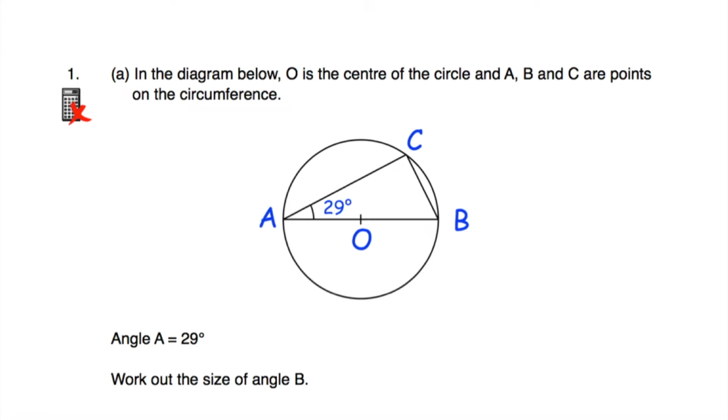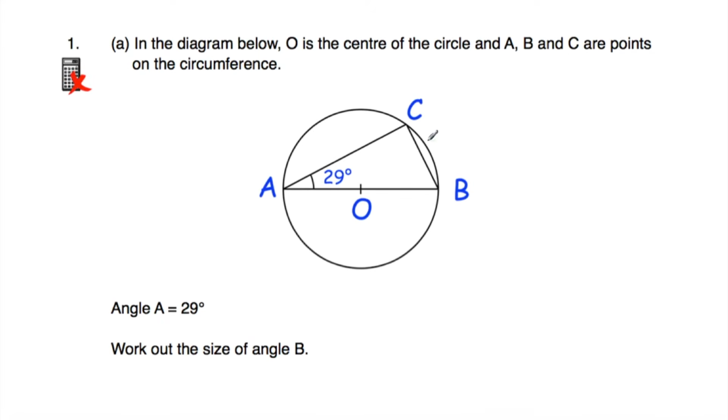So question number one. We've been given this diagram and we're told that this is a circle and O is the center of the circle and A, B and C are points on the circumference. And we're told the angle A, this angle, is 29 degrees and we've been asked to work out the size of angle B. So we want to find the size of this angle here. I'm just going to call that X for the moment.